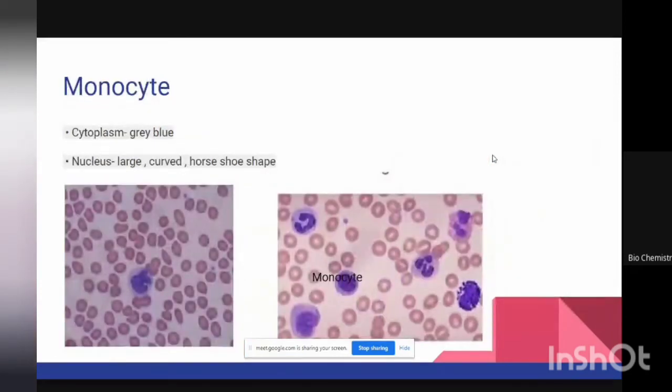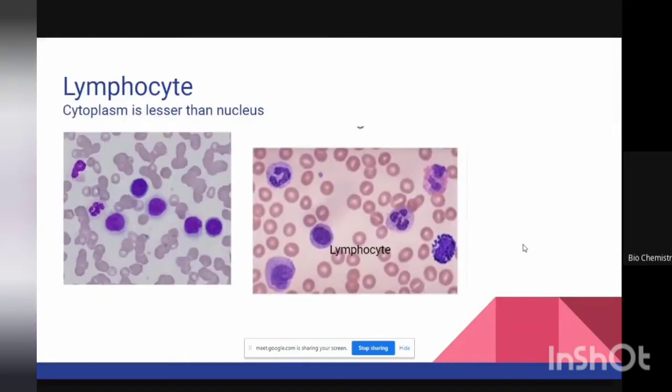And then monocyte. The cytoplasm is grayish blue. The nucleus is large, curved and horseshoe shaped. So there is an individual monocyte depicted in the left picture, and we can identify a monocyte in the group of WBC population. And next is lymphocyte.